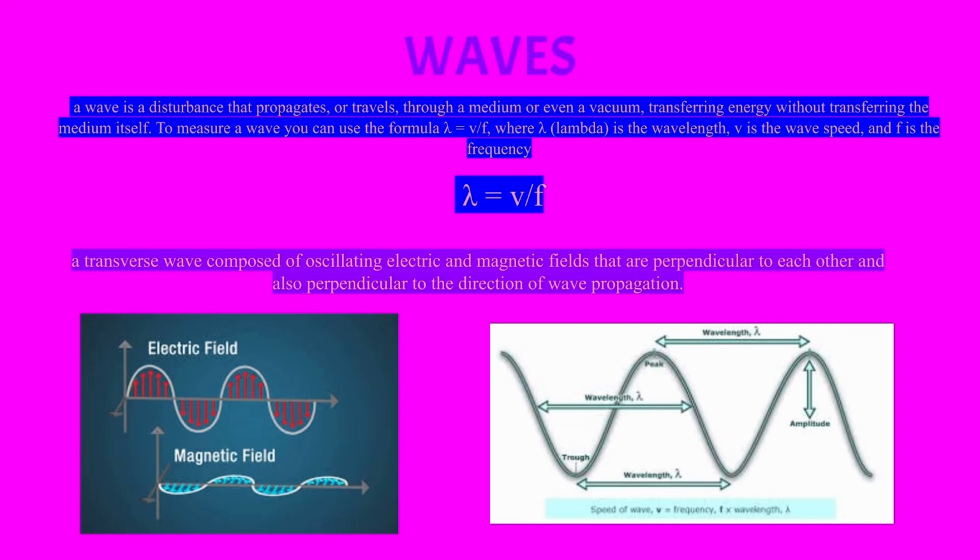An electromagnetic wave is a transverse wave composed of oscillating electric and magnetic fields that are perpendicular to each other and also perpendicular to the direction of wave propagation.